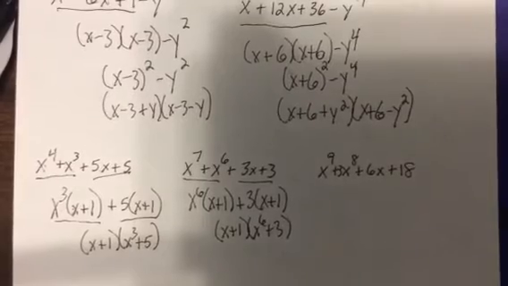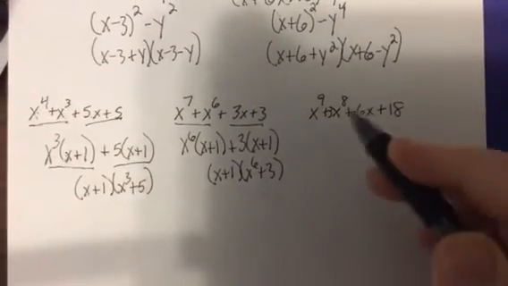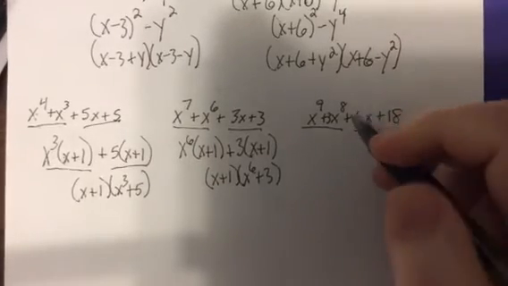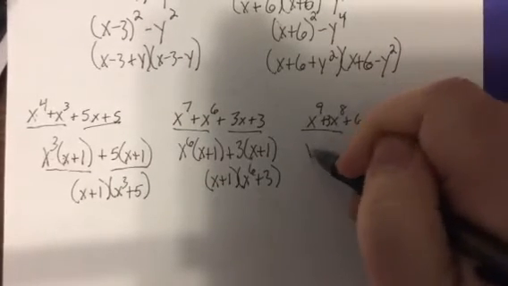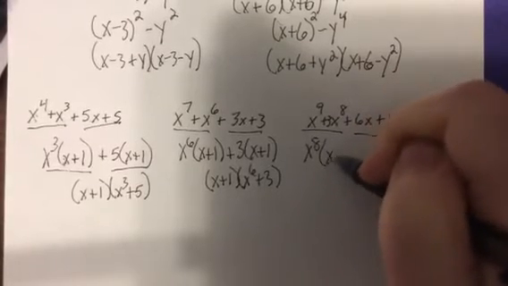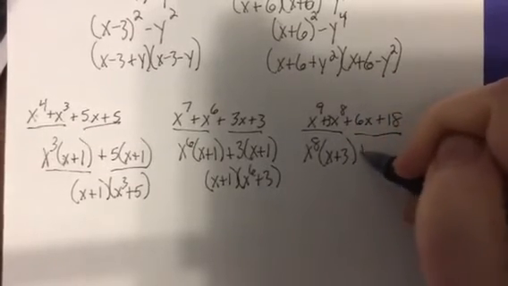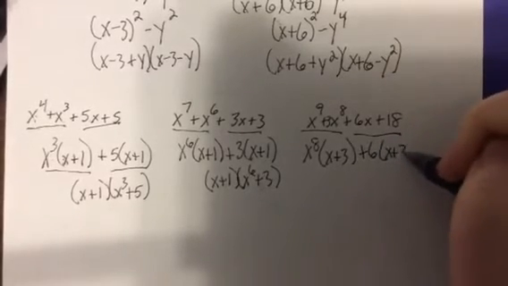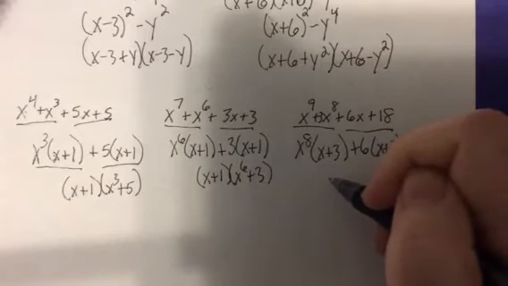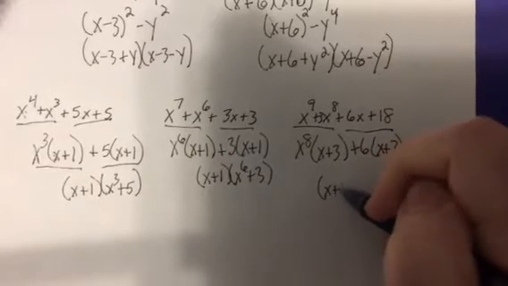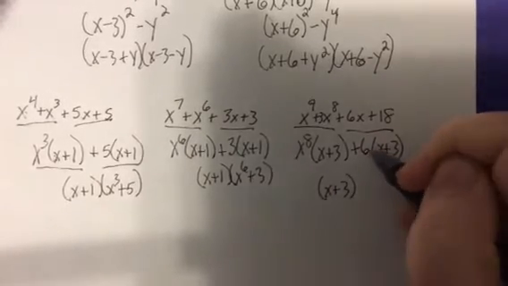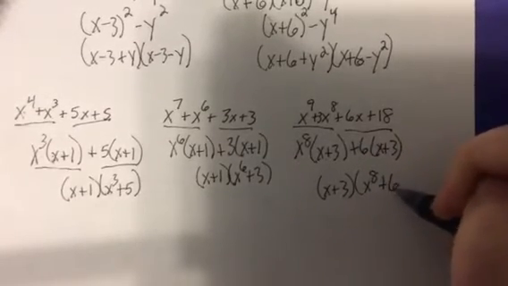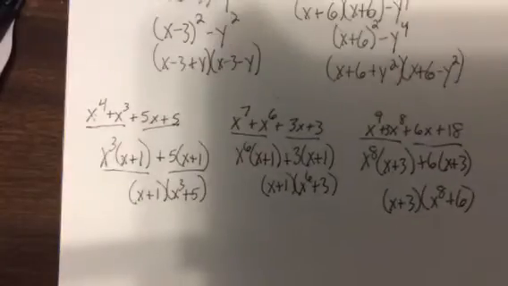Try one on your own. Go ahead. There it is. There's one right there. Try it. Zippy, zappy. So factor out x to the 8th. So that'd be x plus 3. Factor out the 6. That'd be x plus 3. So that would be x plus 3. It's common to both. Factor that out. It'd be x to the 8th plus 6. Ooh, did you get it?